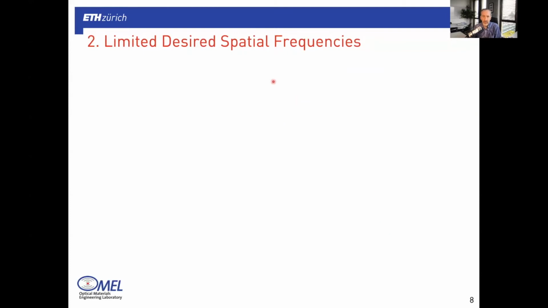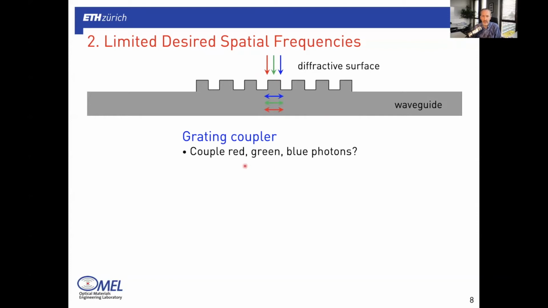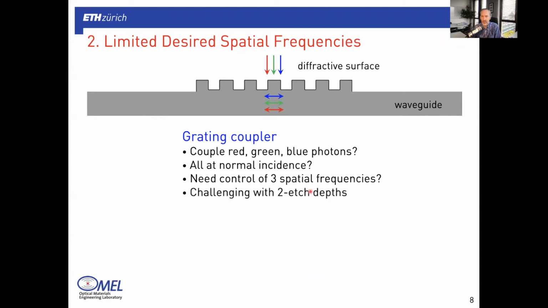Now, the second issue is that in addition to having undesired spatial frequencies, we have a limited number of desired spatial frequencies. And this we can see by a simple example. Let's say we have an optical waveguide and we want to add a diffractive surface to it so that we can send in red, green, and blue light and couple those photons into the waveguide. In other words, make a grating coupler for red, green, and blue photons and couple them all at the same angle of incidence, in this case, normal incidence.